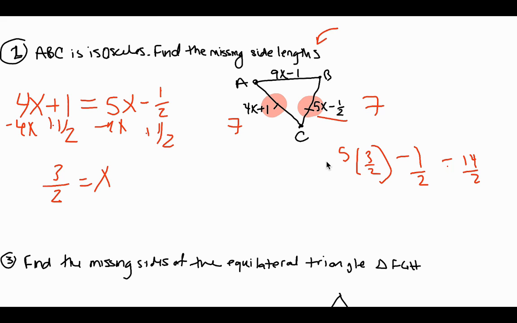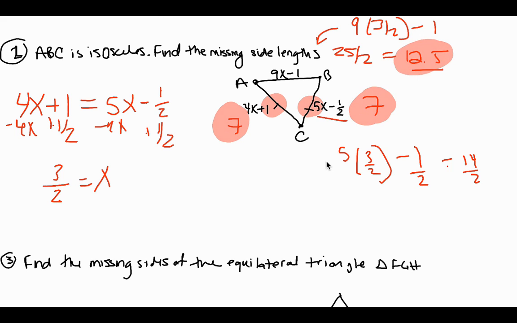And we don't want to forget about this guy. We're doing 9 times 3/2 minus 1. That is going to give me, what do we have here? We have 27/2 minus 2/2, which is 25/2, which is 12.5 for my third side. So we have 7, 7, and 12.5 on our isosceles triangle.